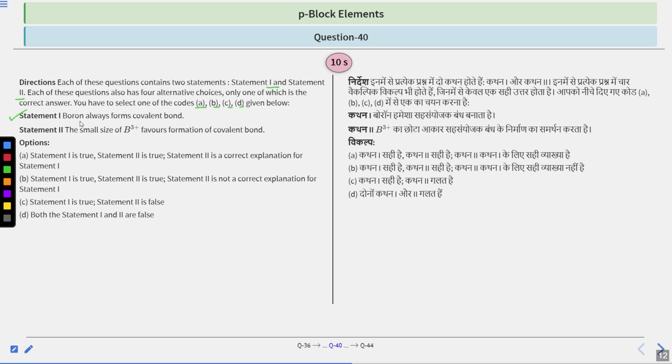Statement 1: boron always forms covalent bonds. Statement 2: the small size of boron 3 positive favors the formation of covalent bond. Options are: statement 1 is true, statement 2 is true, statement 2 is a correct explanation for statement 1. Statement 1 is true, statement 2 is true, statement 2 is not a correct explanation for statement 1. Statement 1 is true, statement 2 is false, or both statement 1 and 2 are false. You have 10 seconds to solve this question. After that, we will see the answer.